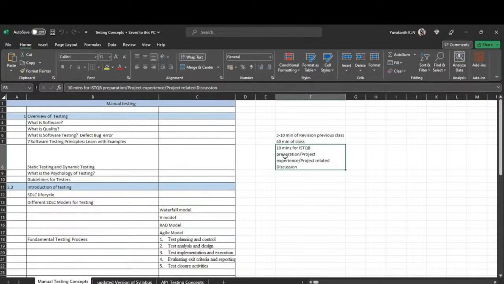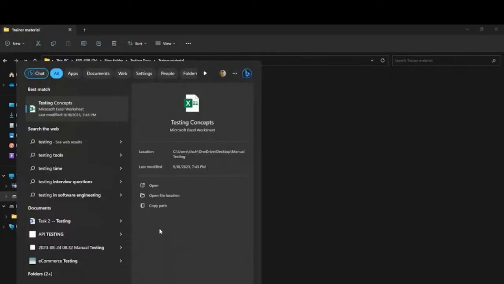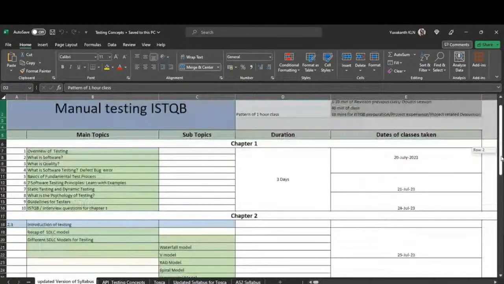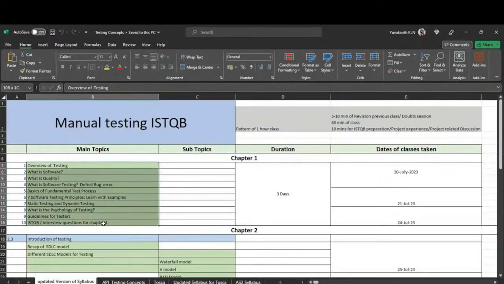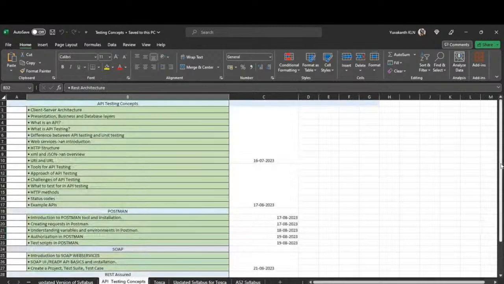One more thing, I'll also show how to do testing with SQL and all. So these are the topics that we'll be covering. This is the second chapter that I've already discussed, and testing we have already completed. Now we'll have a quick look at the API concepts that you'll be learning. These are all the API concepts that you'll be learning.